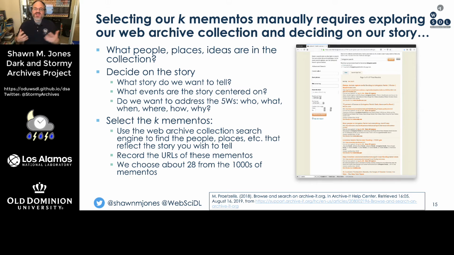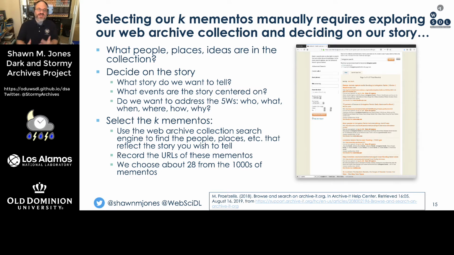What people, places, and ideas are in the collection? And if we're going to tell a story from the collection, we have to decide, what story do we want to tell? What events are the stories centered on? Do we want to address the 5 W's? Who, what, when, where, and why?